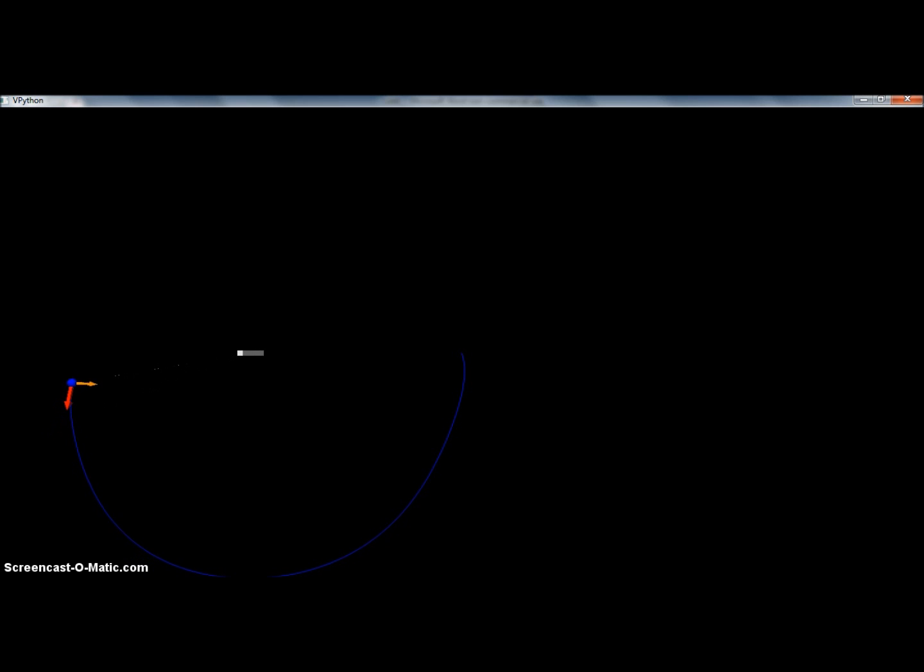It can be seen from the model that both the force of the tension and the velocity reach their maximum at the very bottom of the swing. You can see that this is represented by the arrows and their magnitude being the largest at the very bottom, hitting its maximum right here.